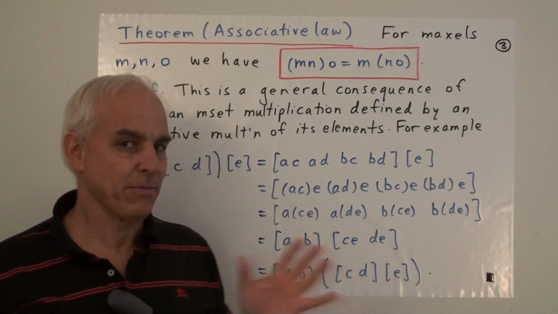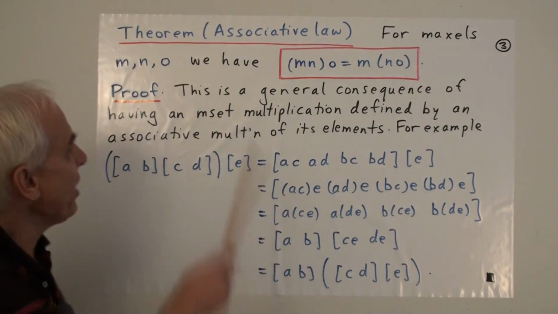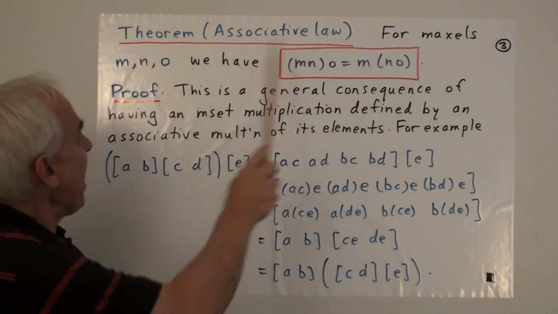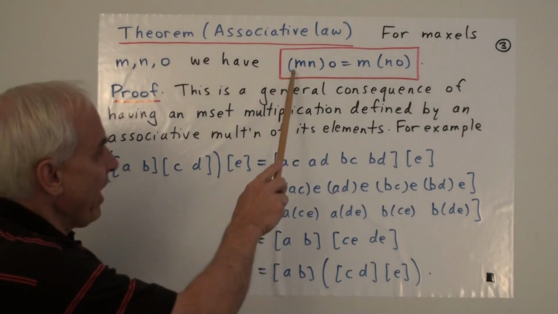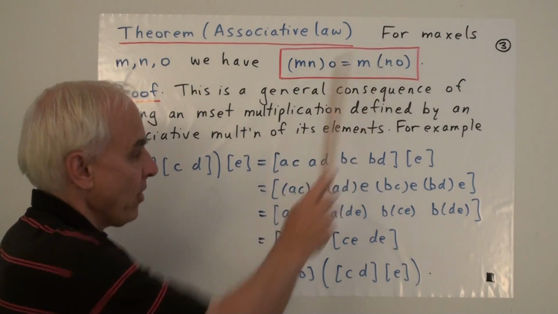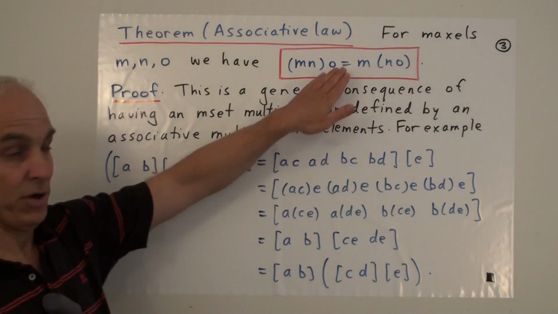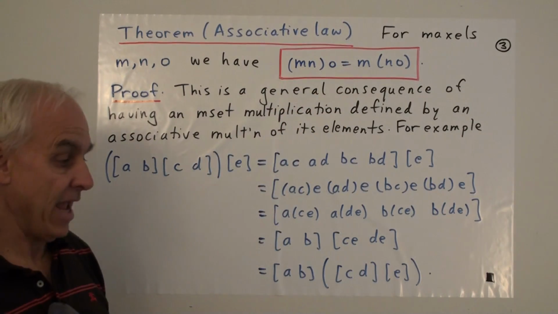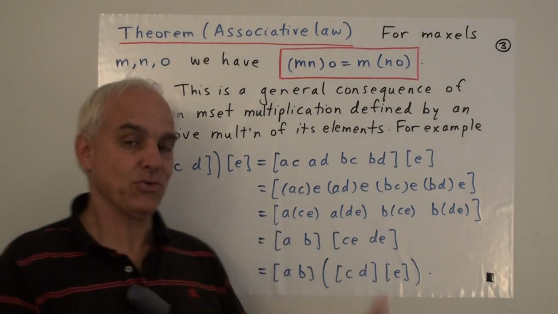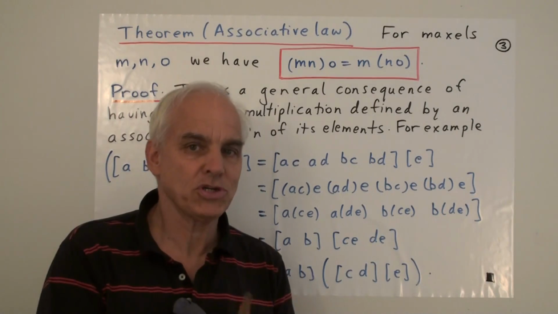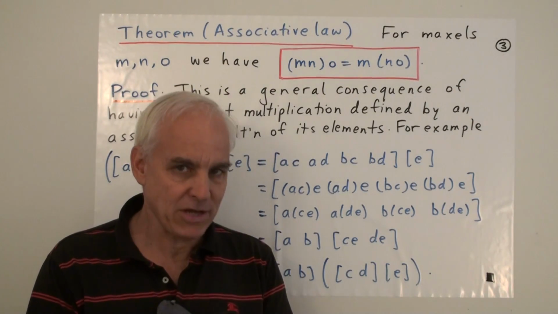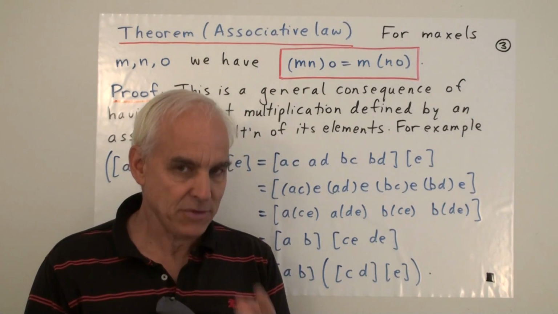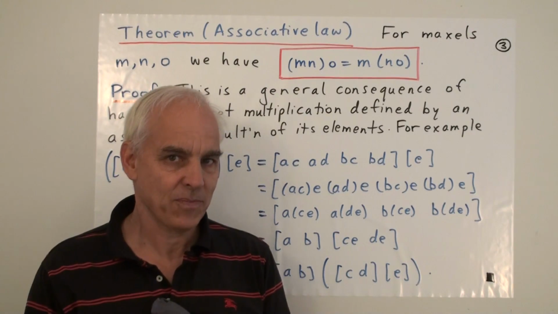Okay, so along very similar lines to the previous one, we have an associative law that for maxels m, n, and o, we have (mn) times o equals m times (no). This is a very important law. It's the analog in this maxel situation of the associative law of multiplication for matrices. And that's a rather subtle business.